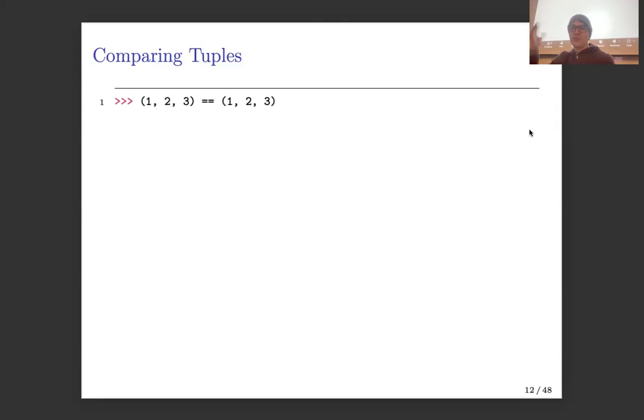Comparing tuples. So do you think it is sensible that the tuple 1, 2, 3 is equal to the tuple 1, 2, 3? If this isn't equal, what would equality be? Yeah.